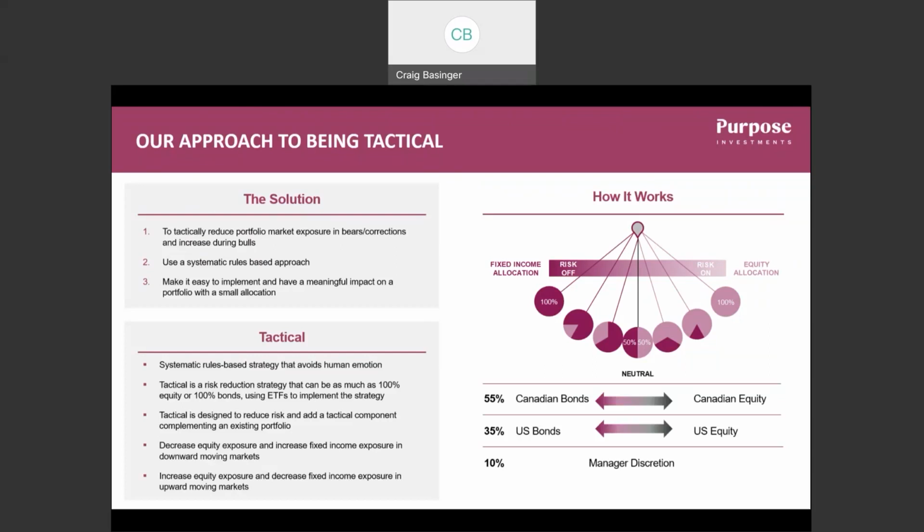And we do this, again, as I mentioned, using plain vanilla ETFs, and we primarily only use North American ETFs as well. About 55% of the strategy is in Canada, between Canadian bonds and Canadian equity, and a mix between the two, and 35% on the US side, with a little bit of discretion that handles cash and other components.